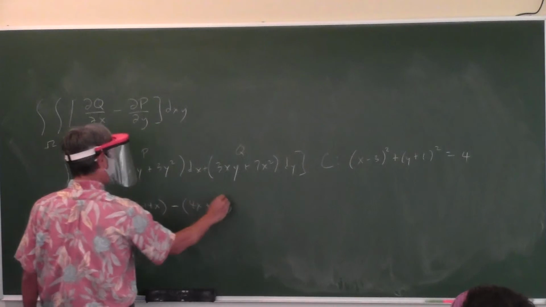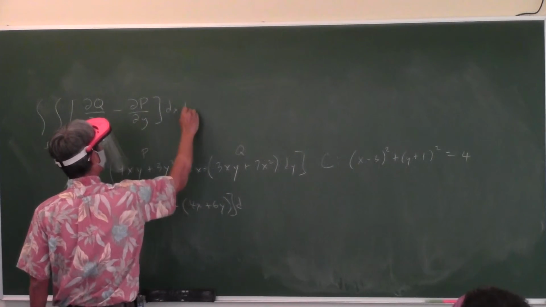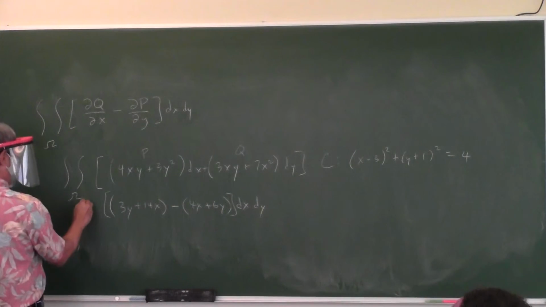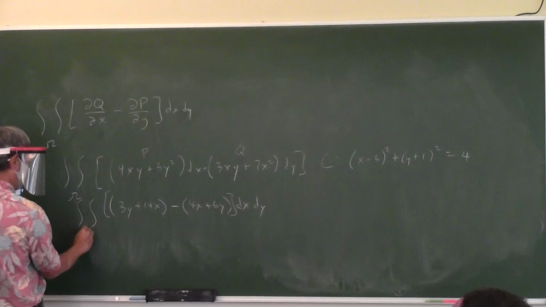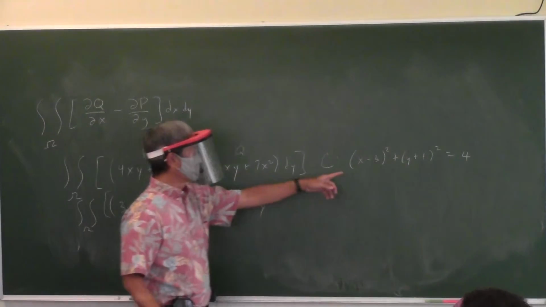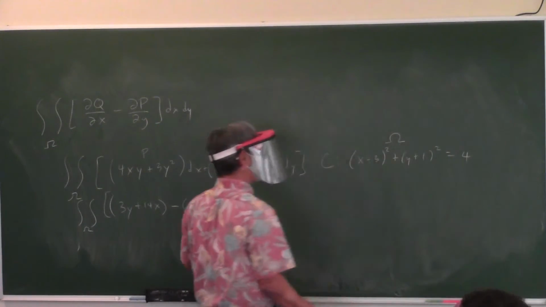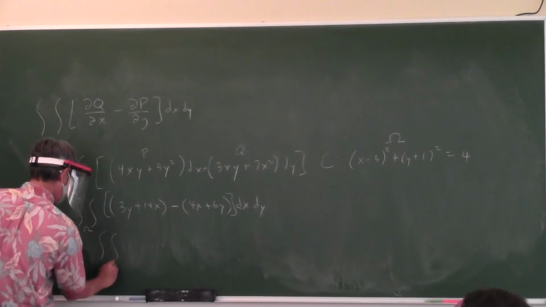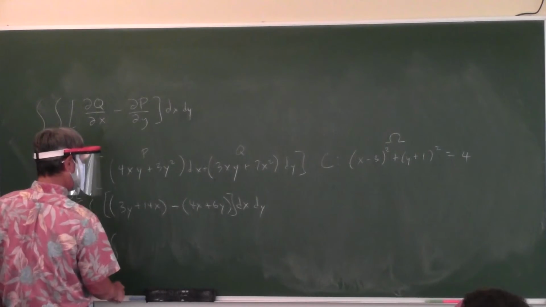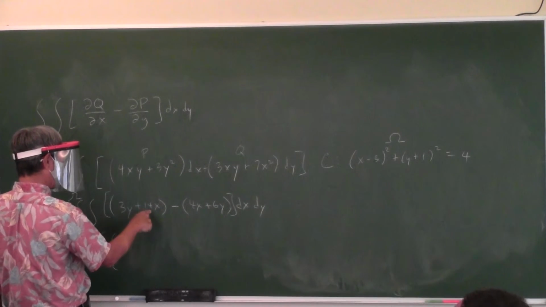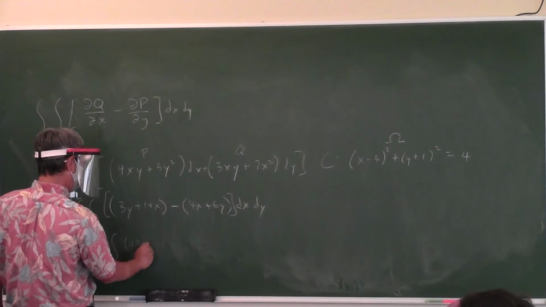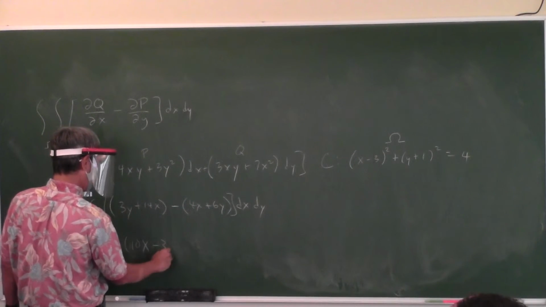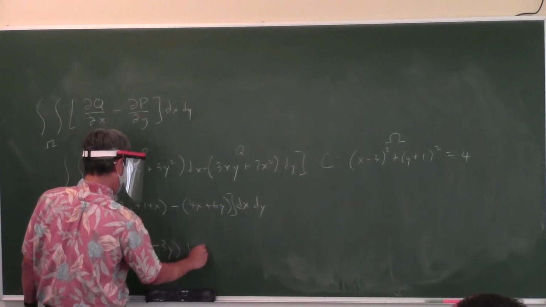Okay, and we're going to integrate that over omega, dx dy. Double integral over omega. Omega is this region right here. Okay, now let's simplify this. What is 14x minus 4x? 10x. And then what is 3y minus 6y? Minus 3y, dx dy.